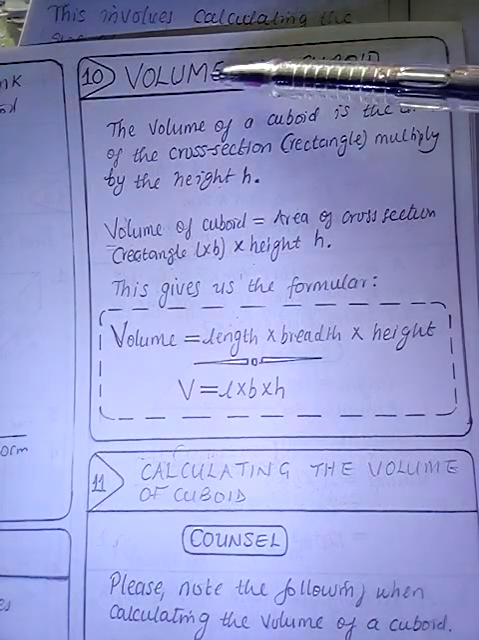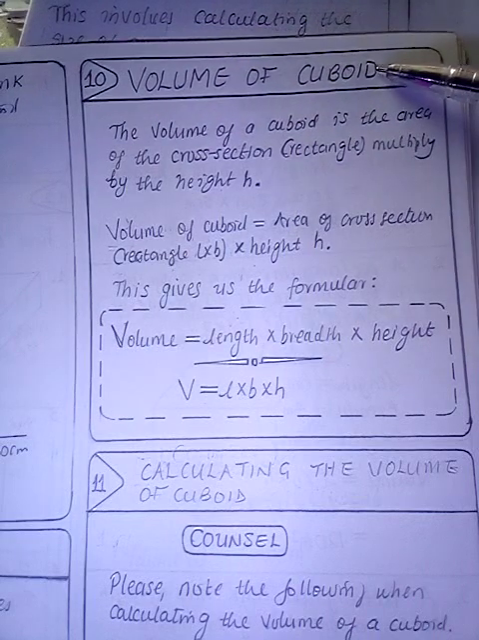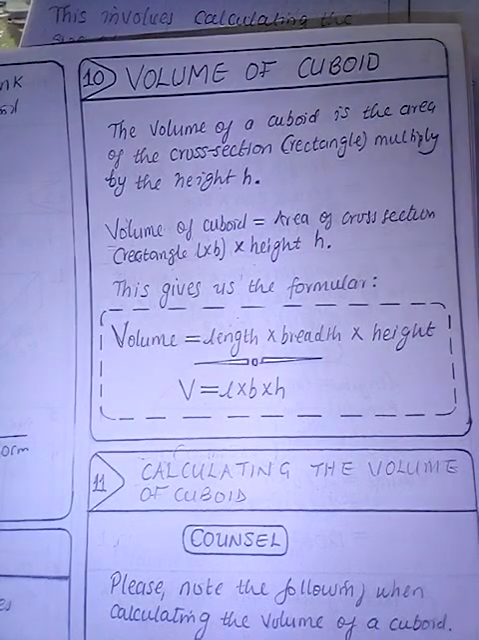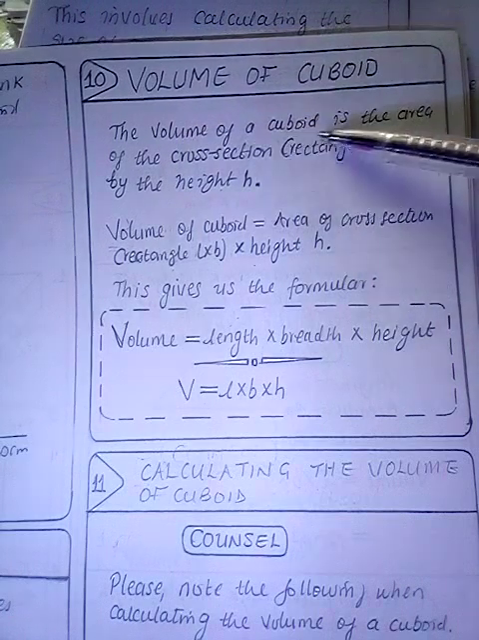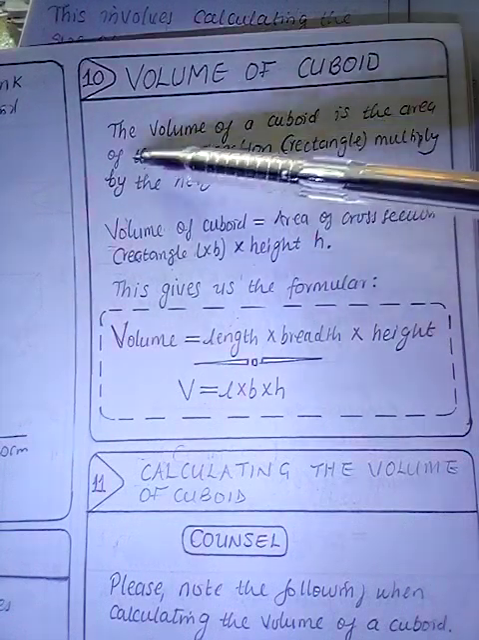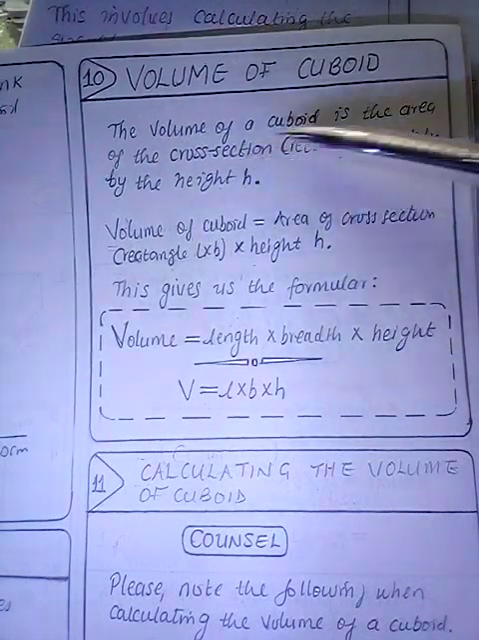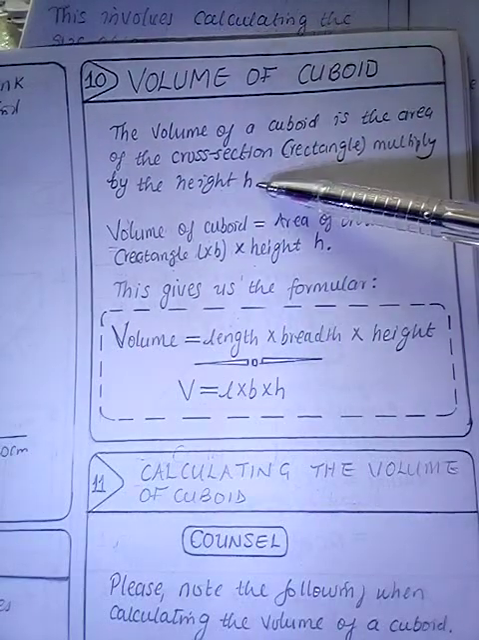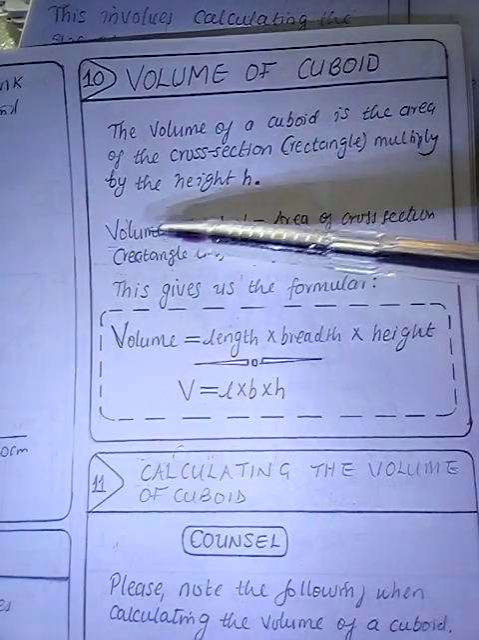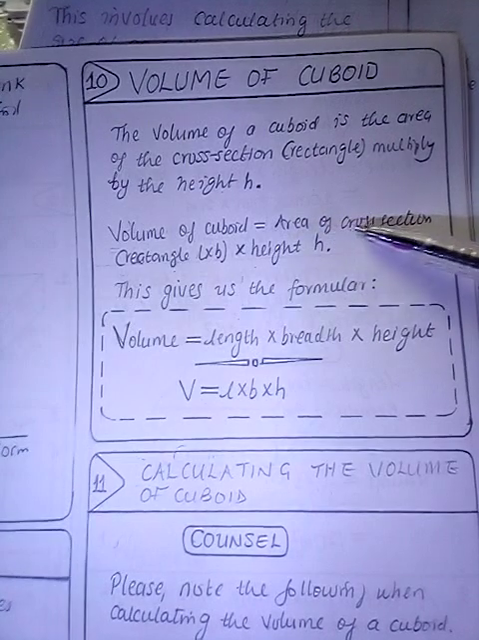Now we are going to talk about volume of cuboid. How do we calculate the volume of a cuboid? First of all, the volume of a cuboid is the area of the cross section, that is the cross section of the cuboid, which is a rectangle, multiplied by the height of the cuboid. That is, volume of cuboid is equal to area of cross section times height.